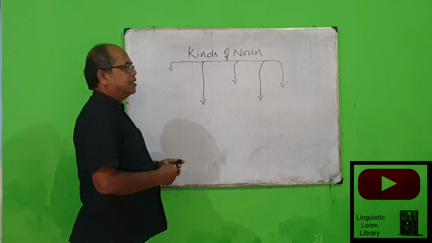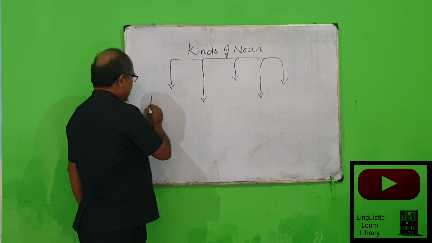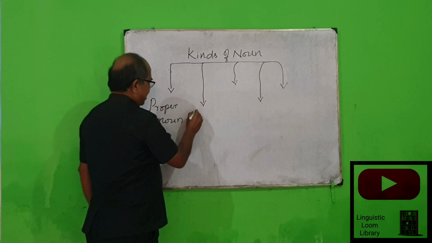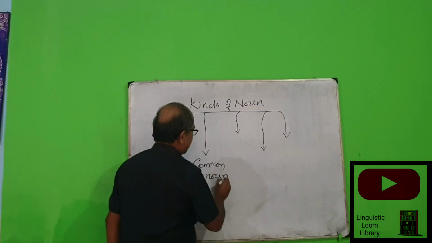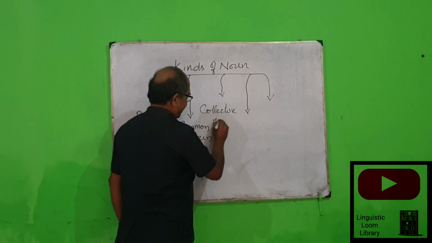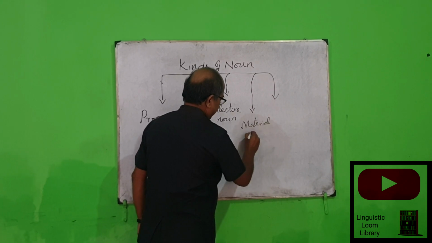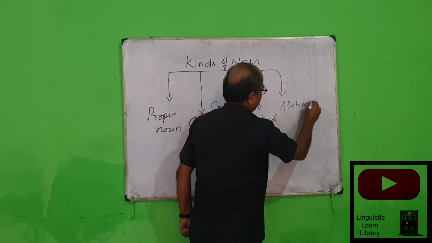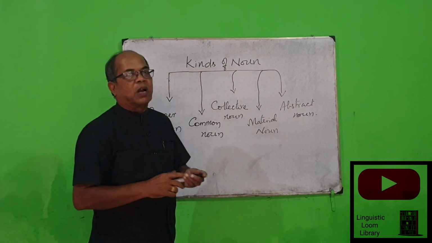Kinds of noun. Nouns can be divided into 5 kinds. They are proper noun, common noun, collective noun, material noun, and abstract noun. So, nouns can be divided into 5 kinds.